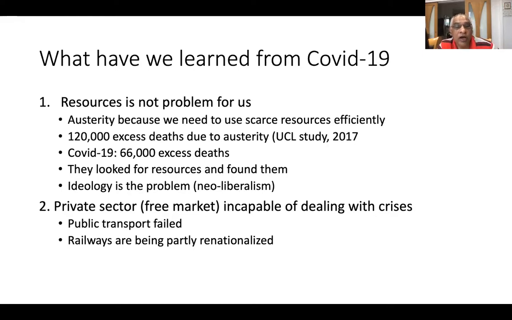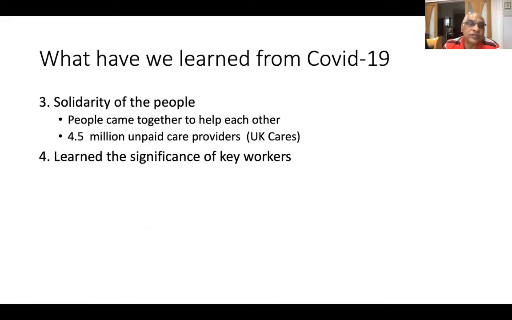But what is the problem? Ideology is the problem. Second, the private sector, that is the free market, is incapable of dealing with crisis. Public transport failed. Railways, for example, are being partly renationalized. Now there are reports that some universities are going to fail, like SOAS, it seems. I also heard a report, discussed in our university circles, that LSE is also going to be in great trouble because they have a large number of foreign students.